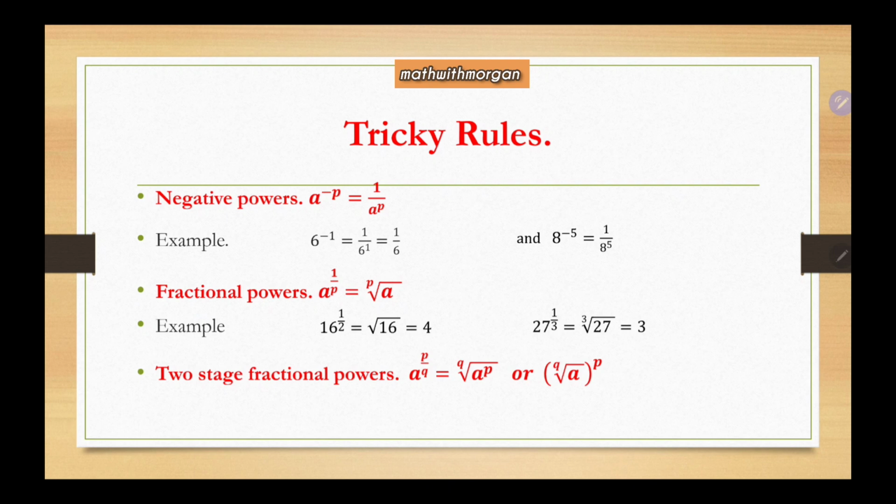Now, the last tricky rule would be two-stage fractional powers. In this case, you have p over q. Those are two different numbers, but always make sure you get the q-th root of the number. I'm just going to explain this with an example. If you want to work out 81 to the power 3 over 4, we need to get the 4th root of 81, and then we cube it. The 4th root of 81 is 3, and when we cube 3, we get 27. Hope that's much better understood.